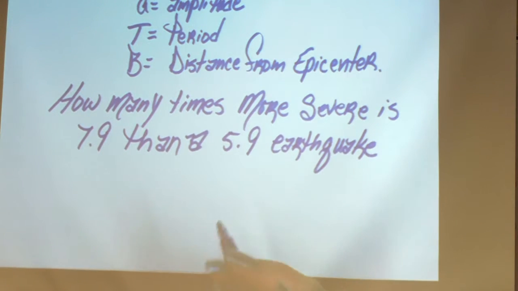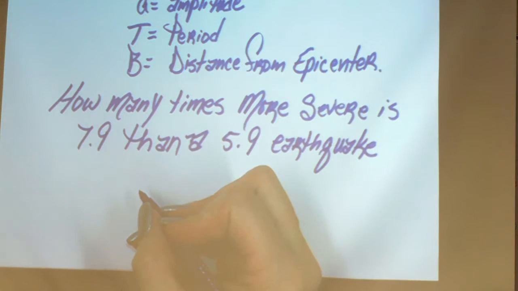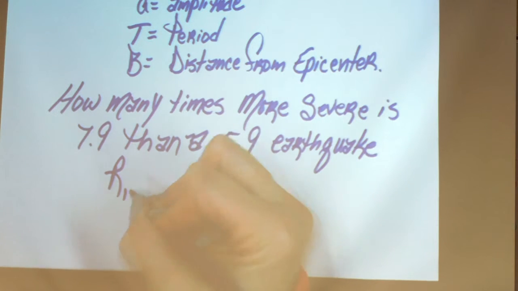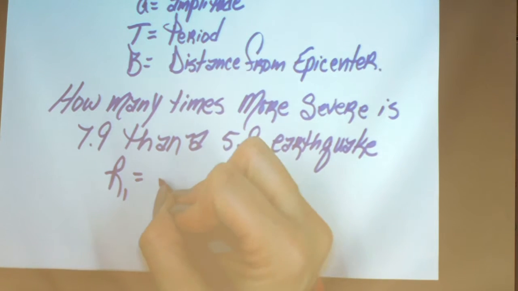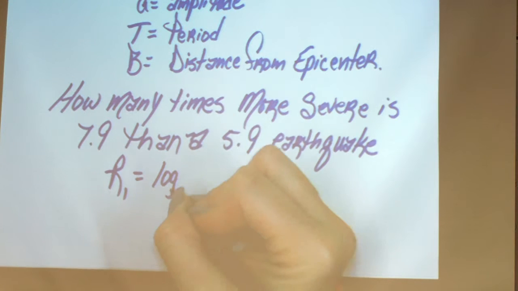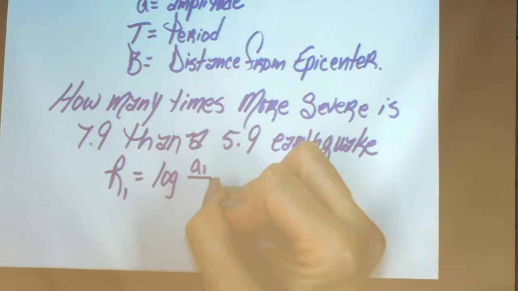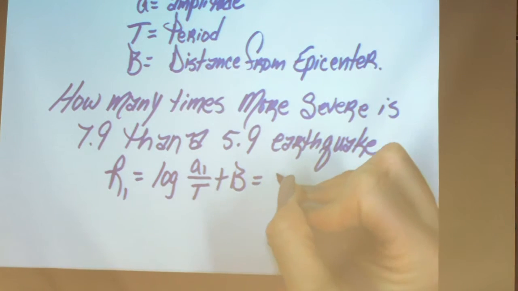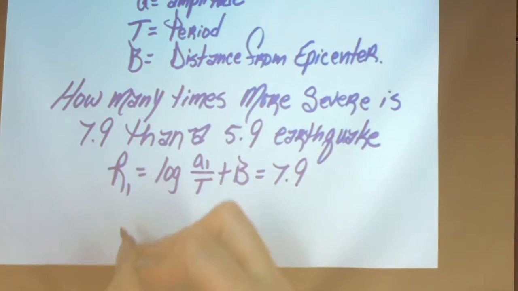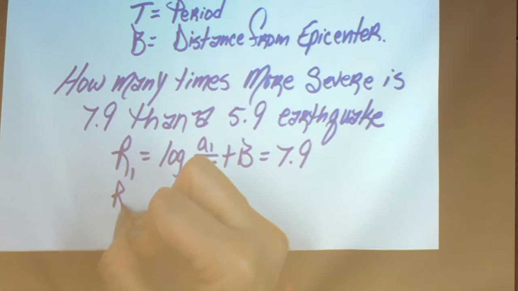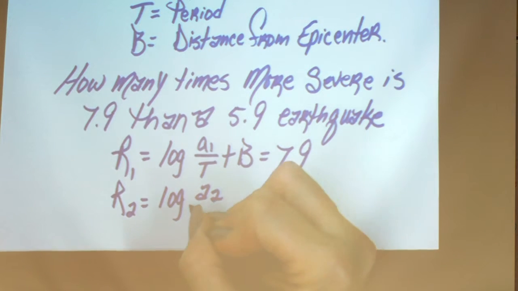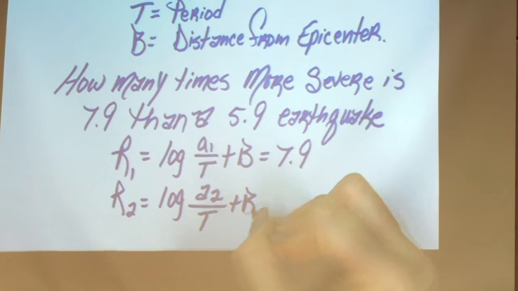Okay, so let's go through and we're going to use the formula to calculate this. So our R1, our first magnitude, would be equal to log a1 over t plus b, and our first magnitude is 7.9. Our second one, so we'll call it R2, is equal to log, this time it would be a2 over t plus b, and that is 5.9.